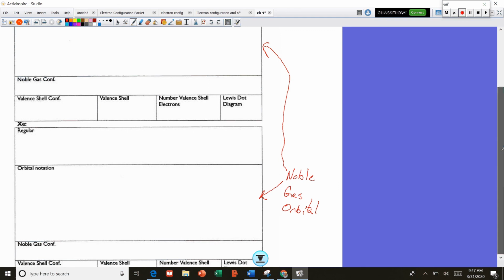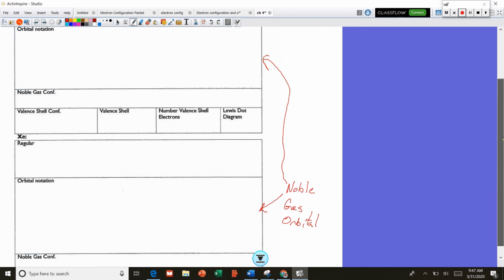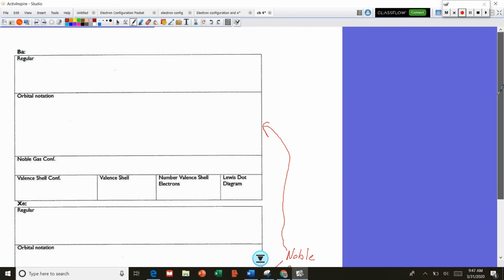You can check your answers. I'm going to go ahead and just fill in the answers. I'm not going to do an explanation on these. If you need the explanation, go back to the previous ones and see. So pause the video, and I want you to do a regular order, an orbital notation, noble gas, and valence for both barium and xenon.